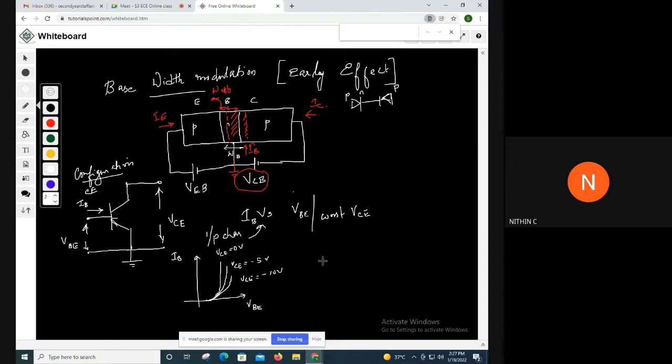Similarly, there is output characteristics. Output characteristic means output current versus output voltage. Output current is IC. Output voltage is VCE. Our graph for output characteristics will go like this. Output current is IC, output voltage is VCE, at constant input current.